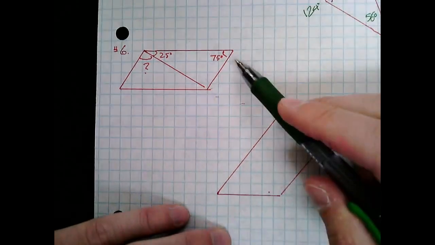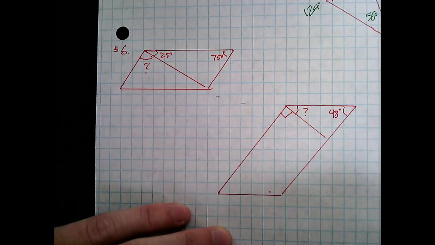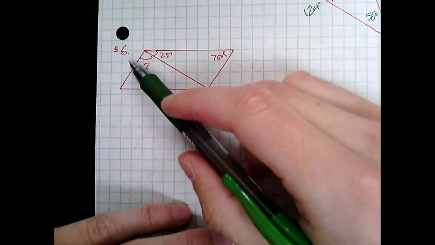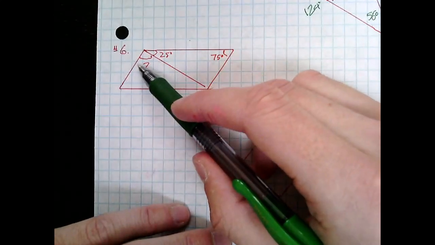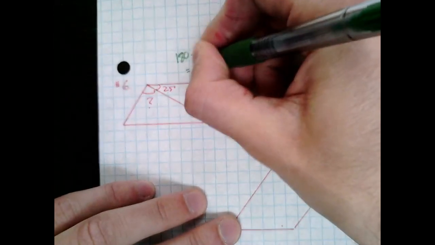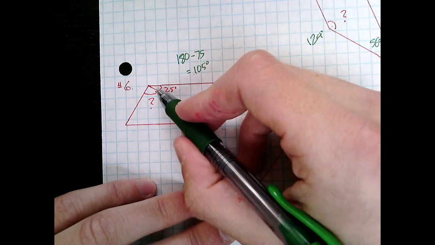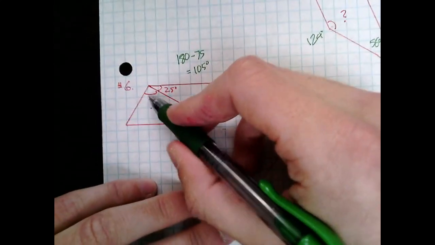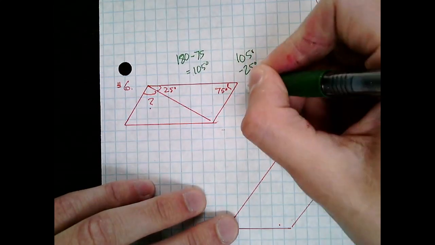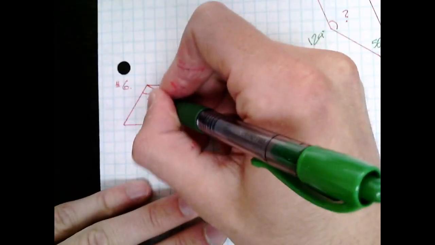Ooh, this one's getting a little bit harder. I have to find that one. They've told us this is 25 and that's 75. How can I do that? Well, if that's 75, what does this entire angle have to be? It must be 180 minus 75, or 105 degrees. That's this entire angle. But 25 of those degrees are right here. So this other part of the whole is 105 degrees minus 25 degrees, which is 80 degrees. So this question mark is equal to 80 degrees.